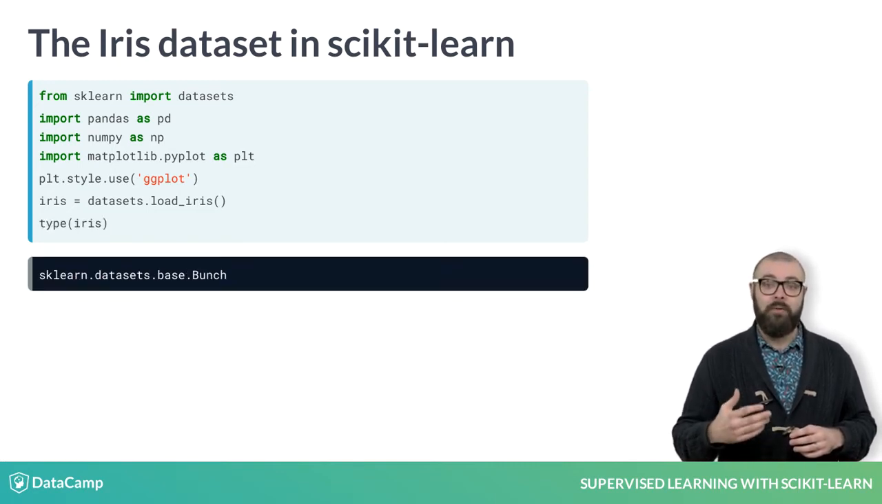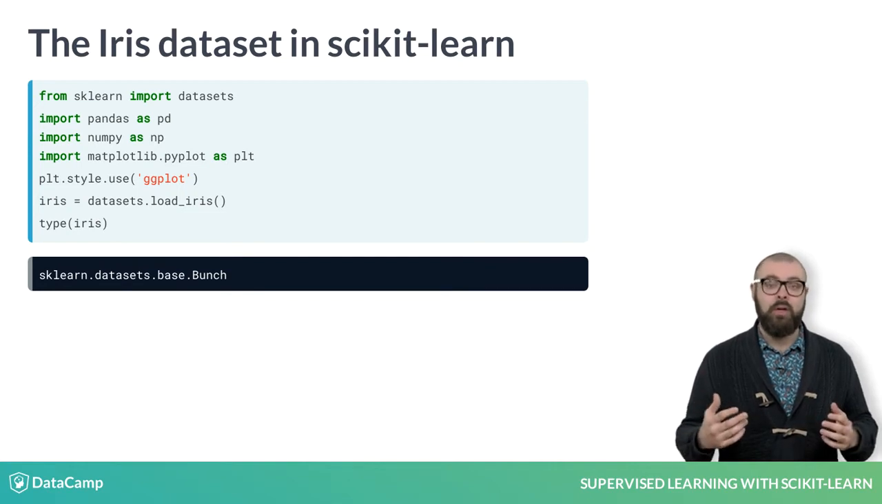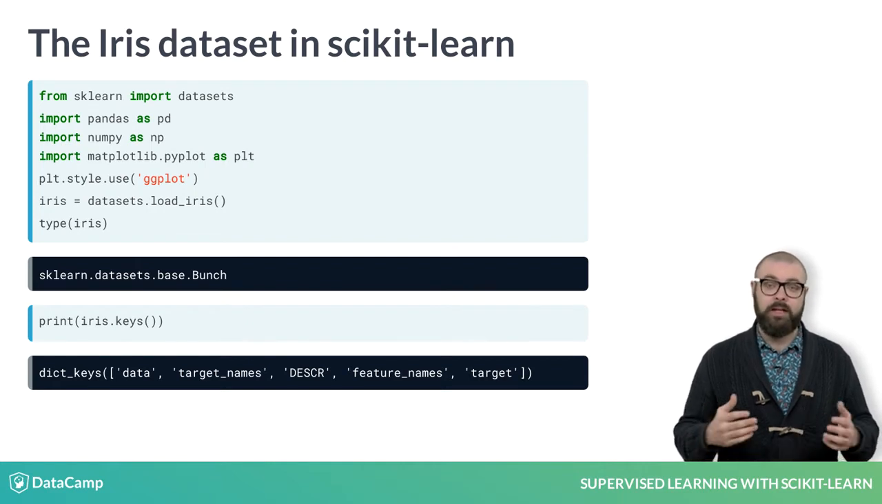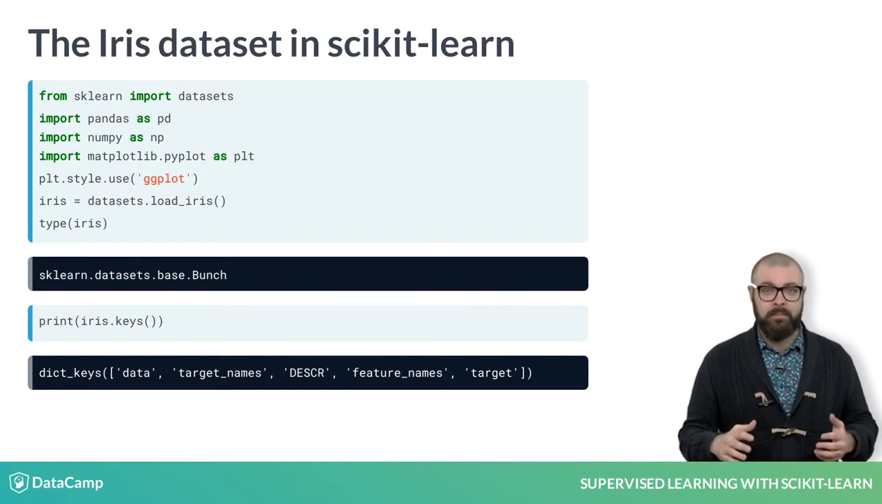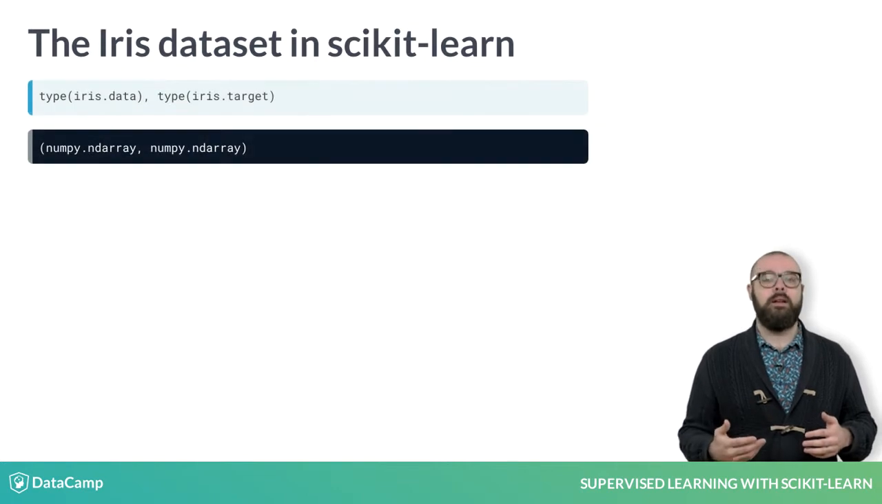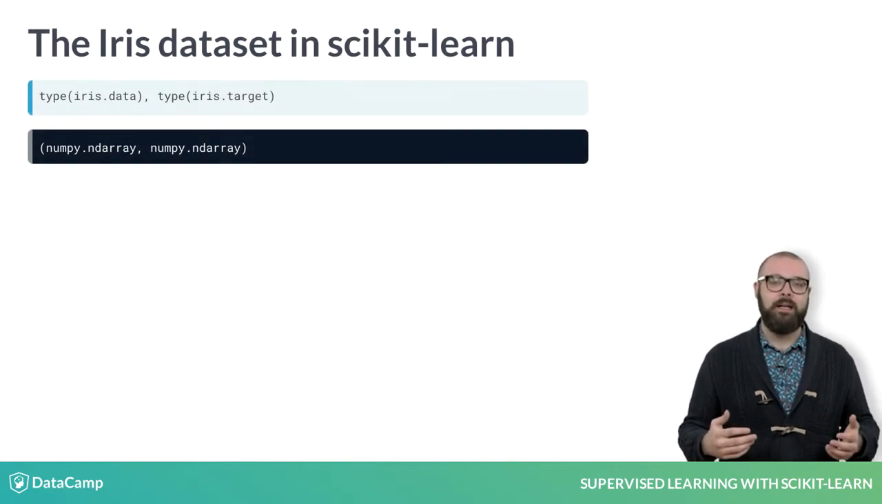Checking out the type of iris, we see that it's a Bunch, which is similar to a dictionary in that it contains key value pairs. Printing the keys, we see that they are the feature names, DESCR, which provides a description of the dataset, the target names, the data, which contains the feature values, and the target, which is the target data. As you see here, both the feature and target data are provided as numpy arrays.